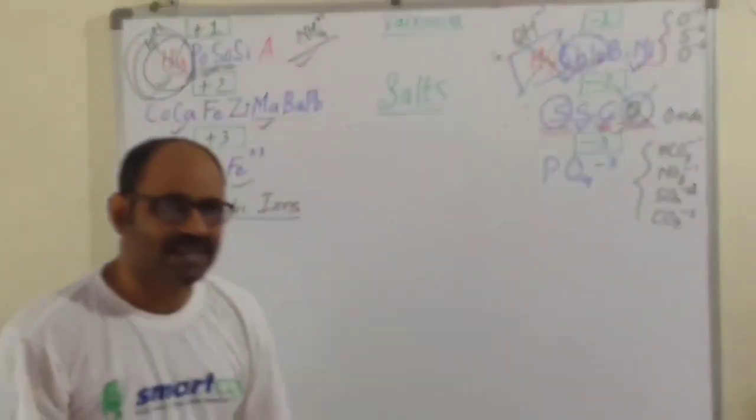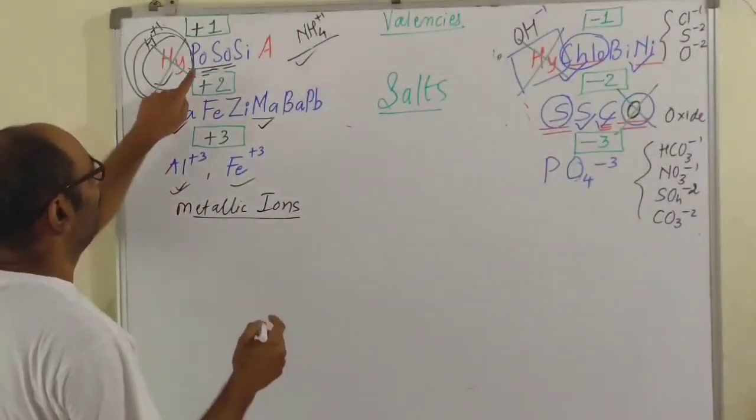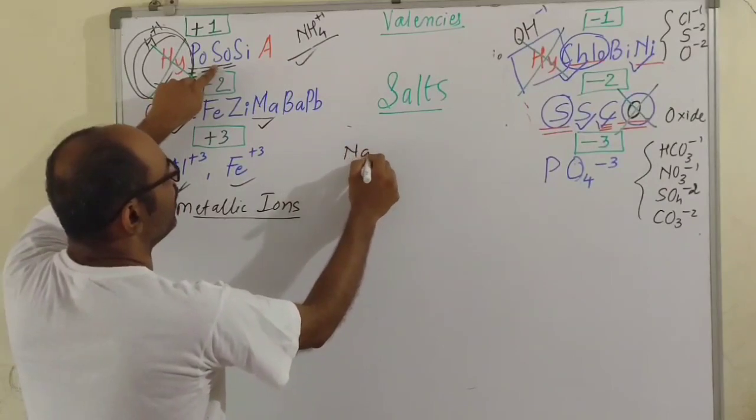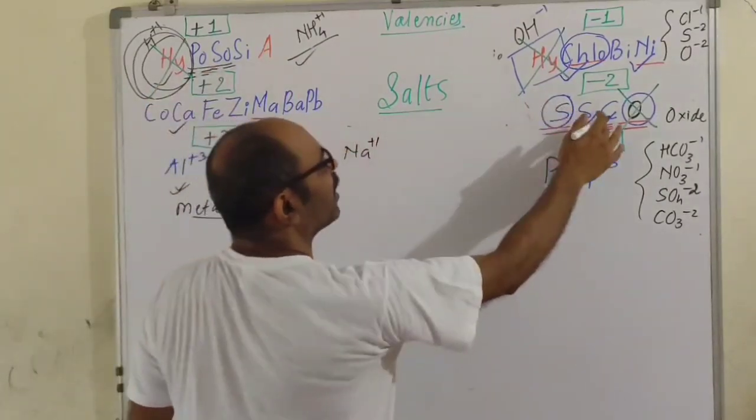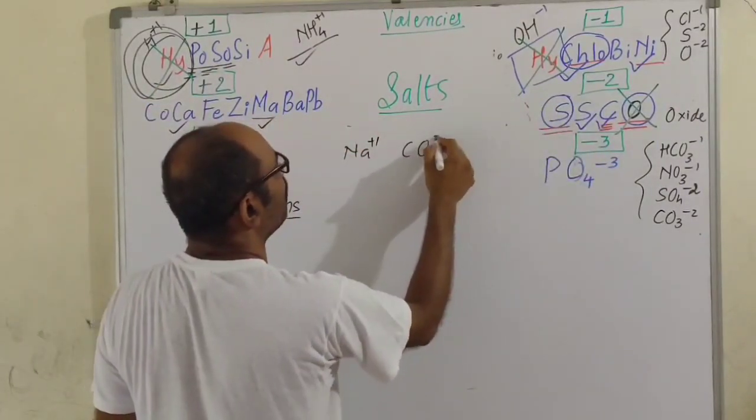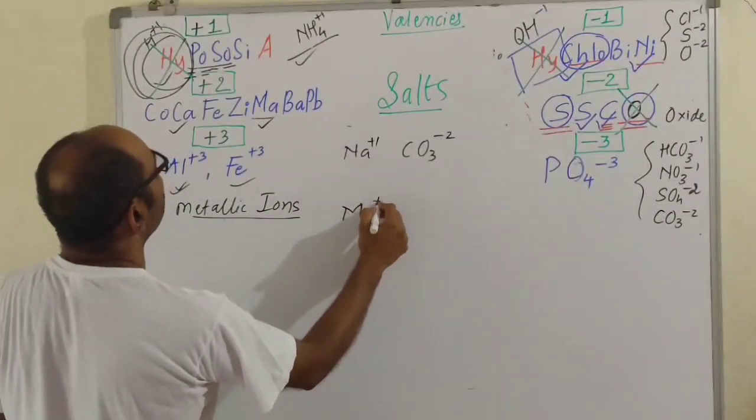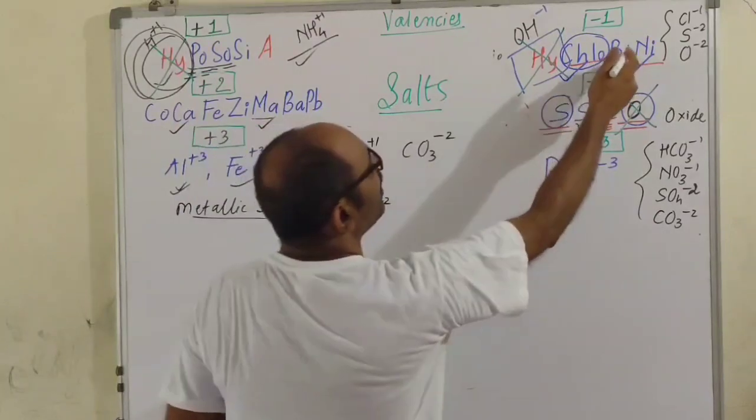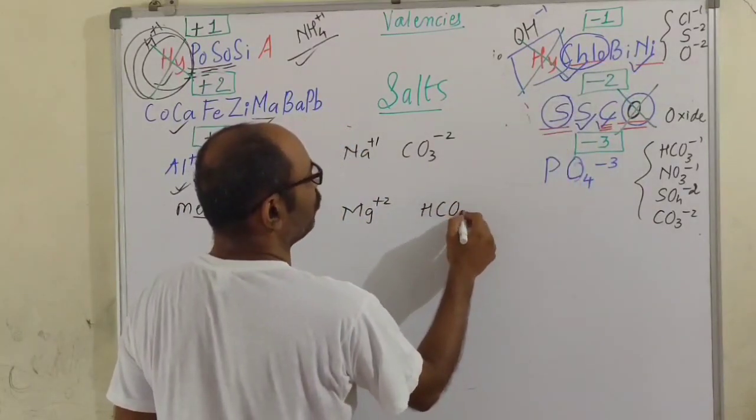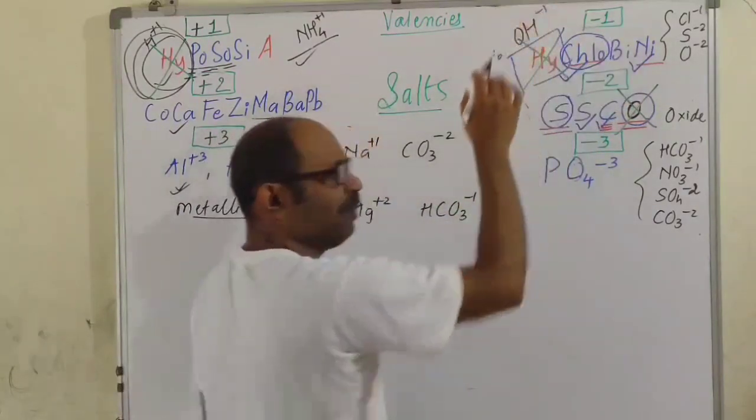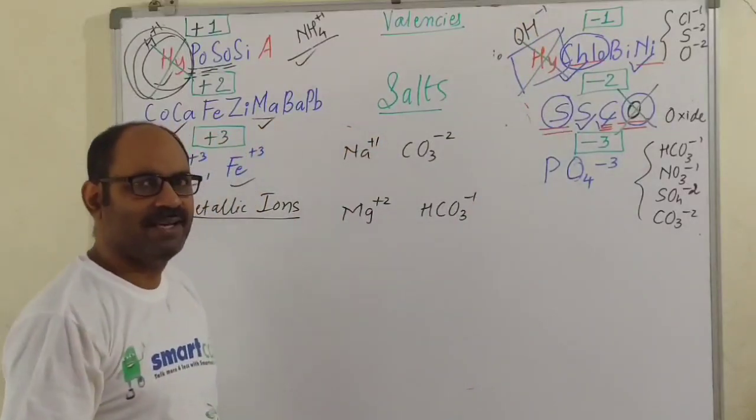चलिए, क्या काम करते हैं? हम कुछ ले लेते हैं. ओके, सोडियम Na+1, यहां से कोई भी ले लिया. कार्बोनेट CO3-2. नेक्स्ट मैग्नीशियम Mg+2, यहां से कोई भी ले लिया. बाइकार्बोनेट HCO3-1. आई होप आपको पता है बाइकार्बोनेट HCO3-1.